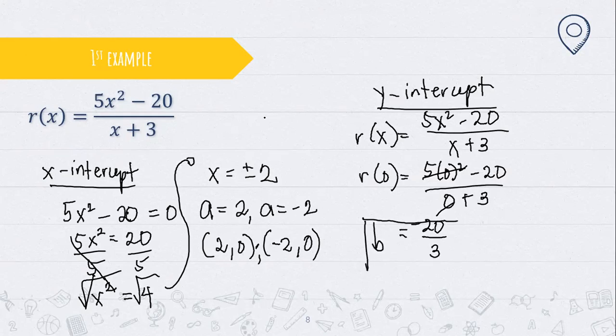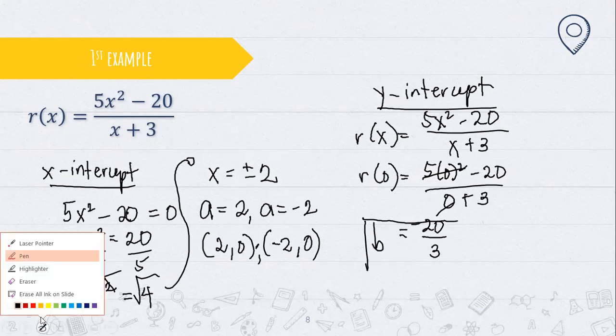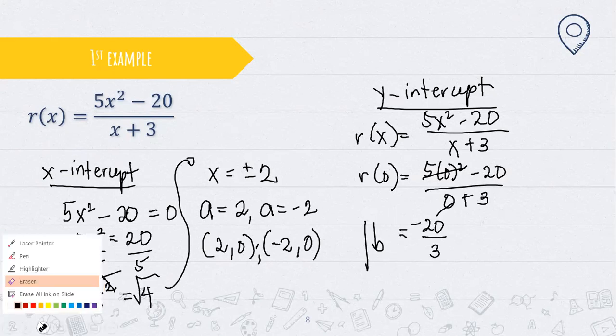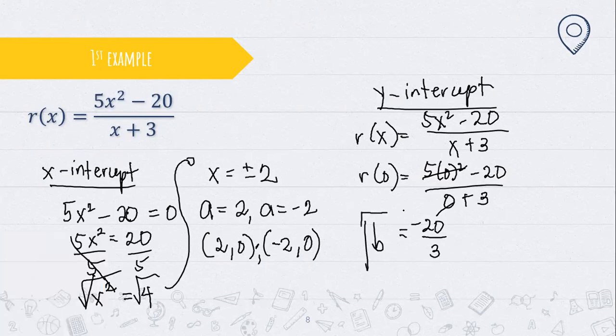Diretso na agad. Ay, sorry. Takpan yung answer natin. So the answer is negative 20 over 3. Ibig sabihin, yung graph natin class is tatama sa 0, negative 20 over 3. Ngayon class, tandaan nyo yung ating intercepts ha. So we have x-intercepts 2, negative 2 and yung b natin is negative 20 over 3.